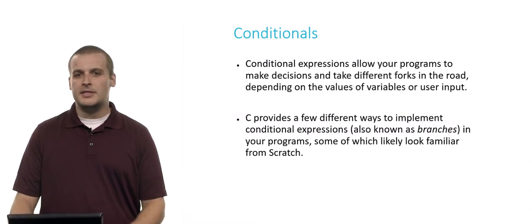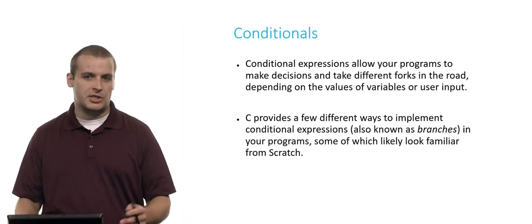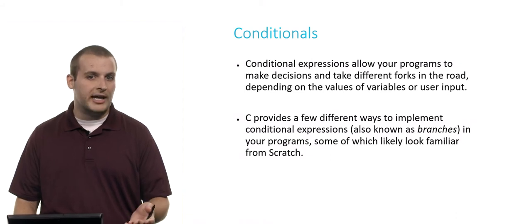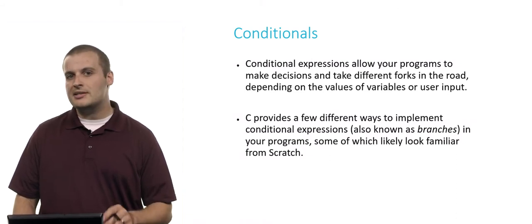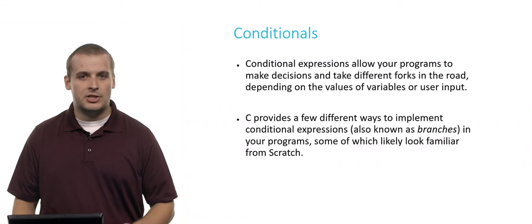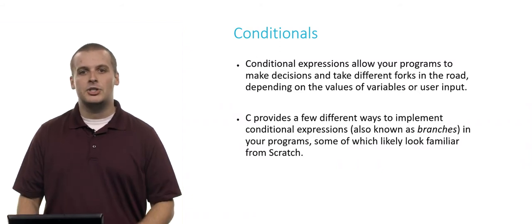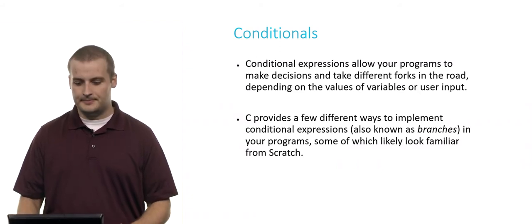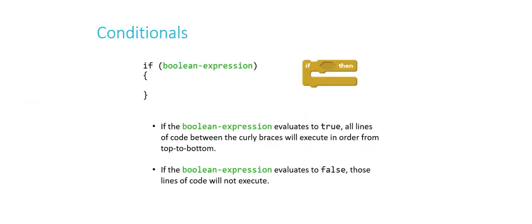C has a couple of different ways to express conditional expressions, which we also sometimes will call a conditional branch in your programs. And some of these are going to look pretty familiar to you from Scratch, so we'll even pull them up side by side just so you can make that analogy in your head. So if is a pretty simple conditional. If you recall from Scratch on the right here, you could fill in that hexagon with a Boolean expression, if mouse down, or if x is less than 10, or something like that.